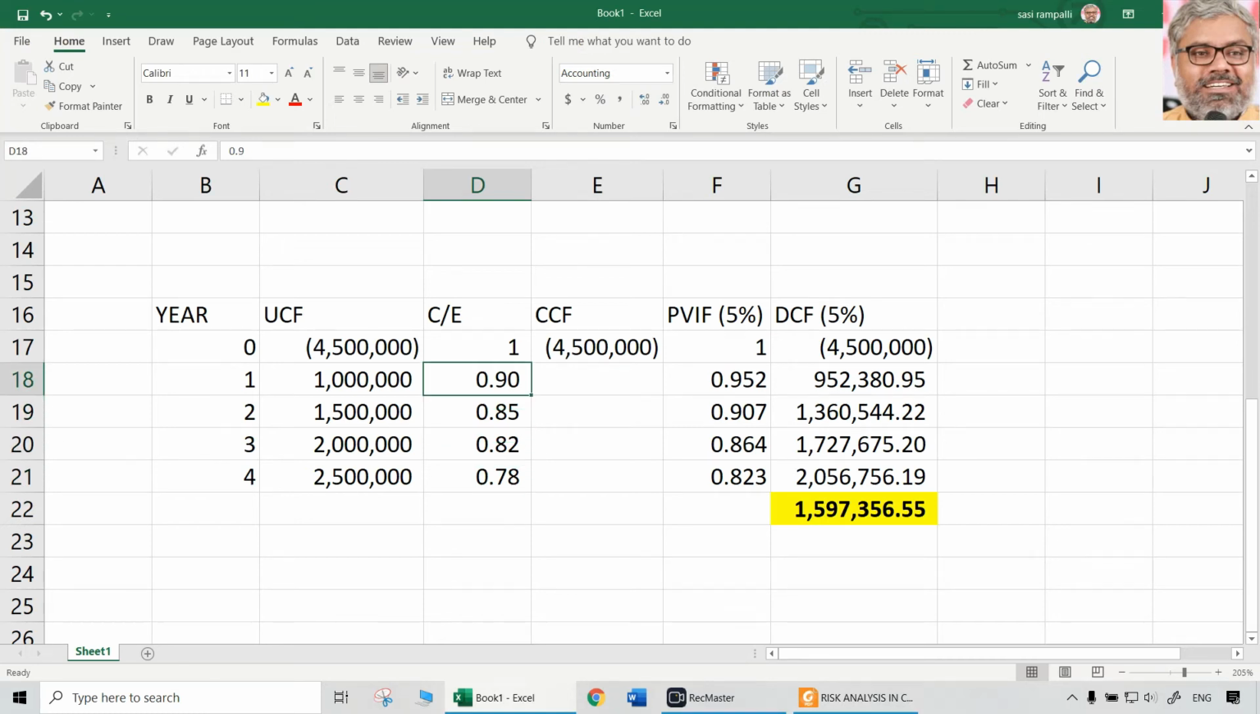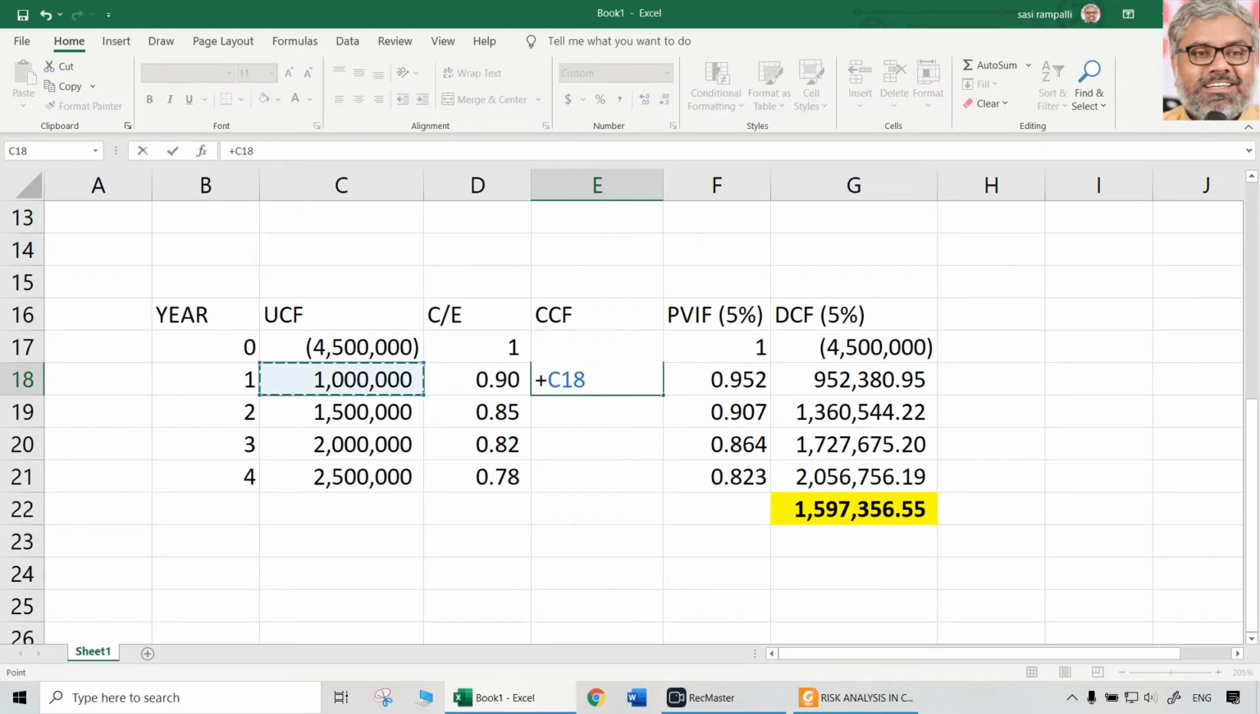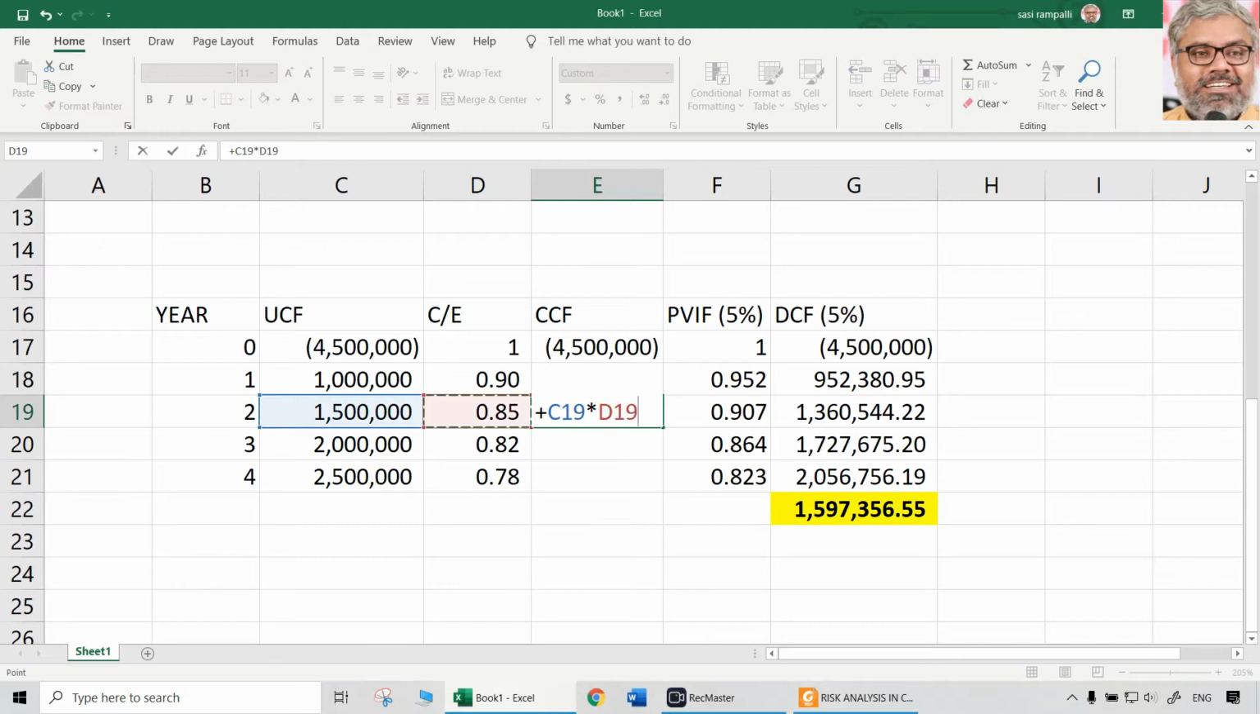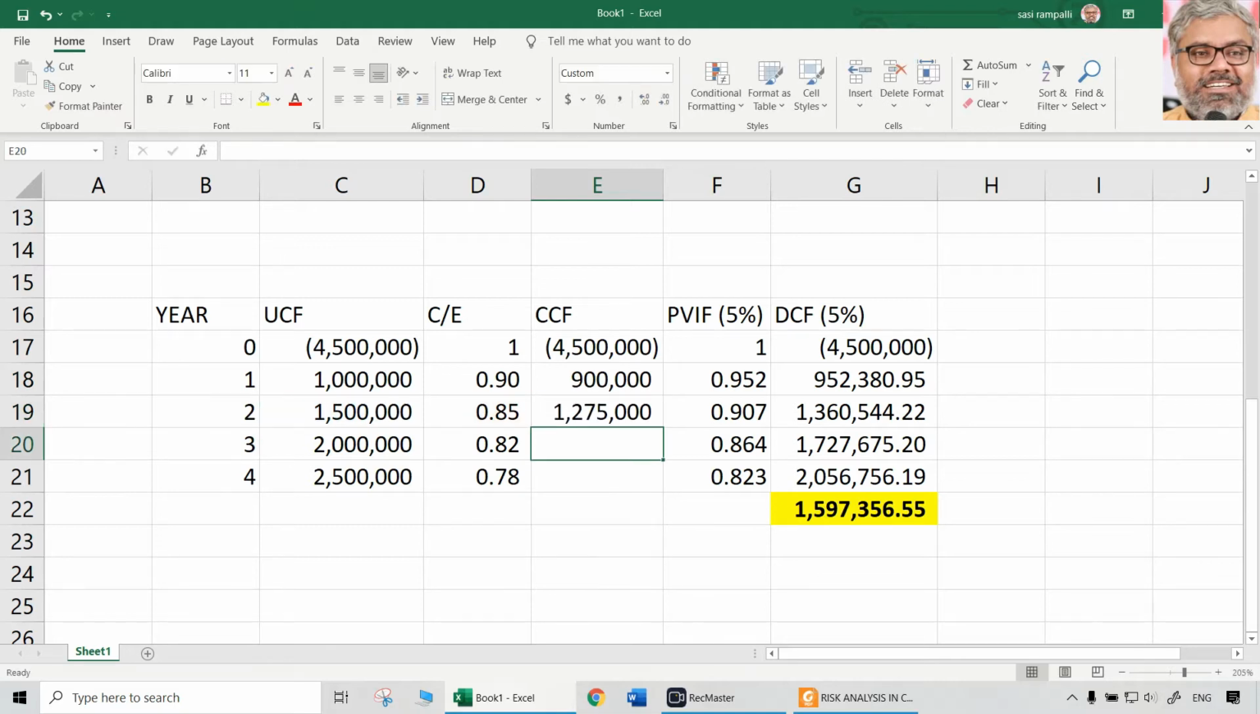In other words, for understanding purposes, 10 lakhs is uncertain cash flows, but there is a 90% certainty that 9 lakhs will come. So certainly how much might come? Not 10 lakhs. It will be only 9 lakhs. That is a certain cash flow. How do we get that? Multiplying cash flows with certainty equivalent. So like that we got certain cash flows.